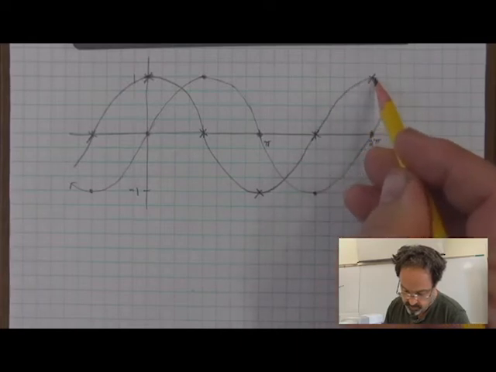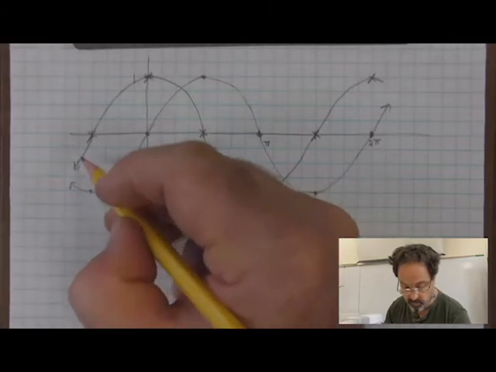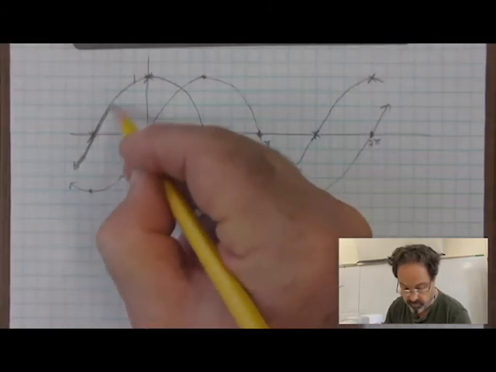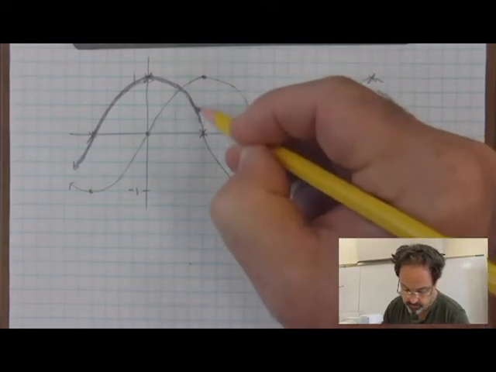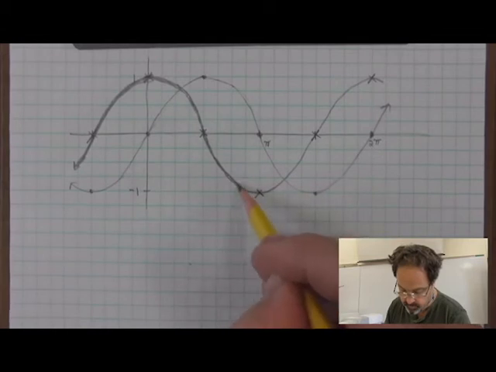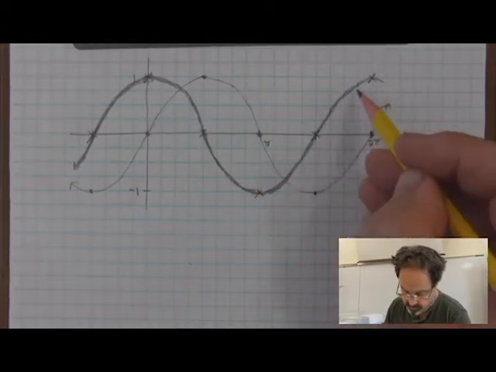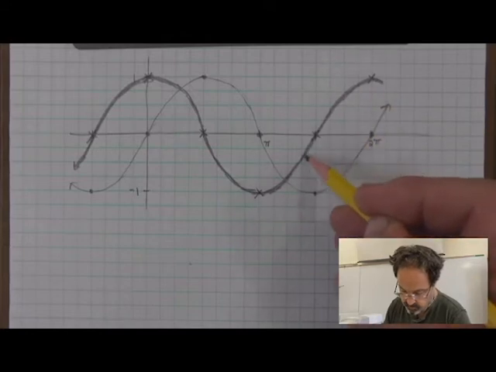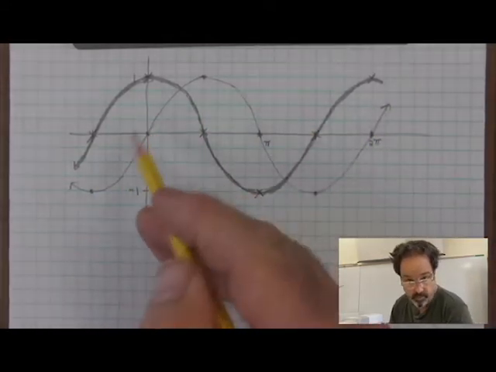I would connect these points like this to produce a graph of the derivative of sine, which I will put into bold. This should look familiar. This bold curve matches the sinusoidal nature of the sine curve that it came from.